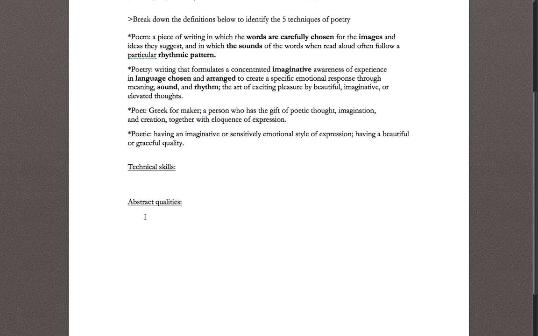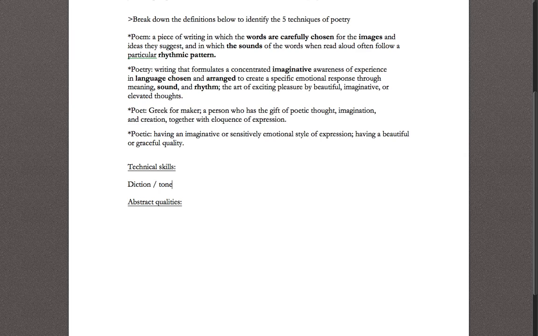So the definition for poem is a piece of writing in which words are carefully chosen for the images and ideas they suggest, and in which the sounds of the words, when read aloud, often follow a particular rhythmic pattern. So I put in bold 4 categories, 4 skills, the technical skills that poets use, and I'll write them here. So the first one is diction, words carefully chosen.